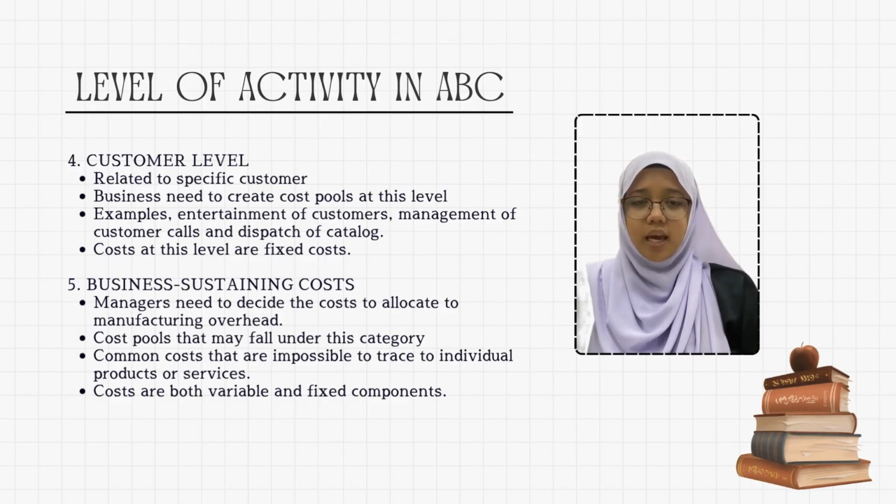And the last one is business sustaining costs. Business sustaining costs are essential for the overall operation of the business but cannot be directly traced to individual products or services. Managers must be careful to decide which of these costs should be allocated to manufacturing overhead. Common examples include factory rent, managerial salaries, depreciation, and security guard wages. These are typically common costs, and at this level they have fixed and variable components.